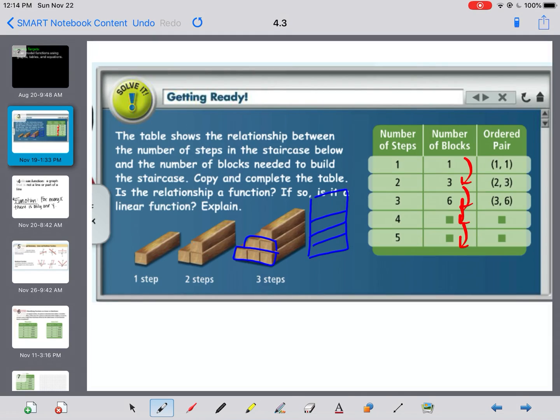Chapter 4, Section 3 is called Patterns and Nonlinear Functions. By the end of this, there are two parts. You should be able to model these functions using graphs, tables, and equations.